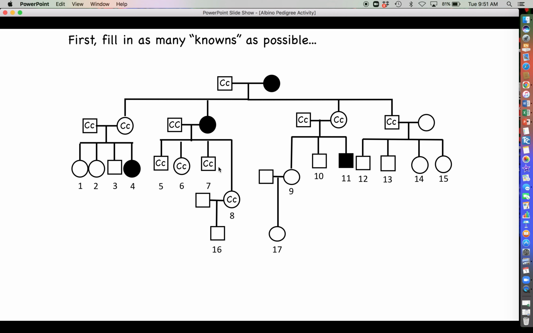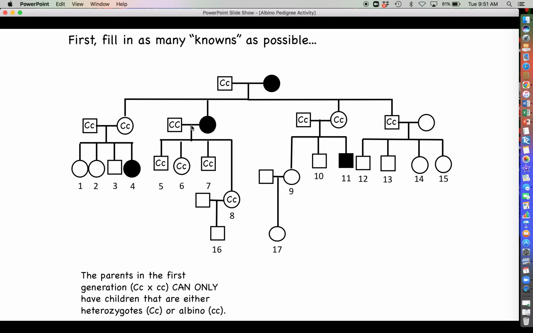Individual number 8 right here should also be heterozygous because these are all the 4 children of this mating right here, and they all must be heterozygous. Up until this point, this is about all we can say for sure. Any of the individuals that you do not see any information filled in for, it is not definitive.